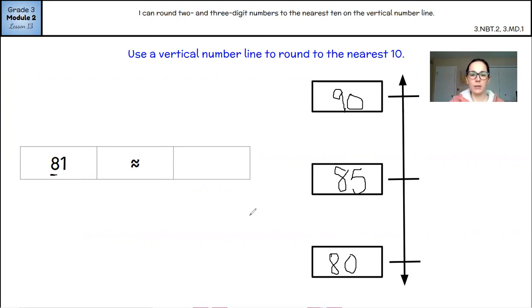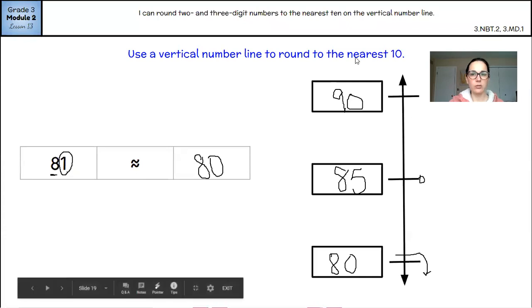And I think about where 81 would be. 80, 81. Okay, here's the halfway point. If you're at the halfway point or above, you round up. If you're below the halfway point, you round down. So 81 rounds down to 80. 0 through 4, remember we look at this one. 0 through 4 stays on the floor. It rounds down.